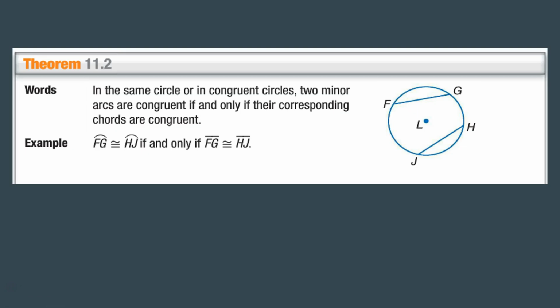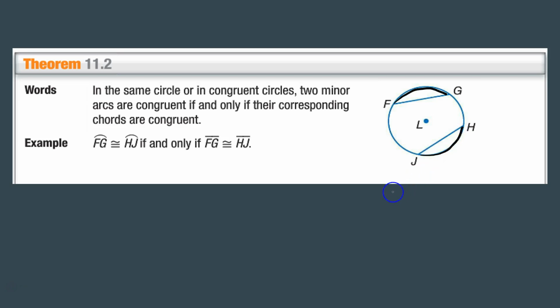Alright, let's go over one of the theorems. In the same circle or in congruent circles, two minor arcs are congruent if and only if their corresponding chords are congruent. So what we're saying for our example here is we have arc FG. This arc FG more or less is here, and we have arc HJ. And we're saying that these are congruent.